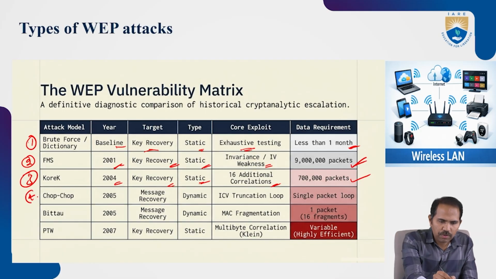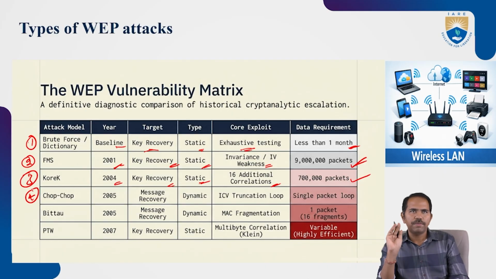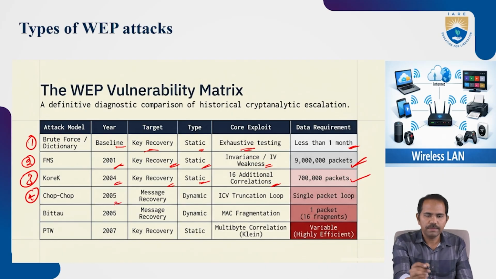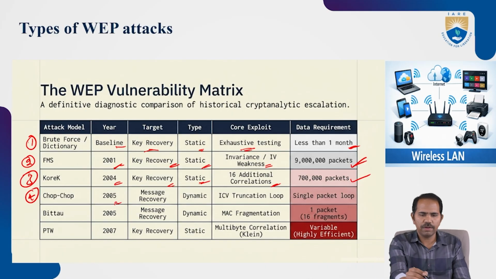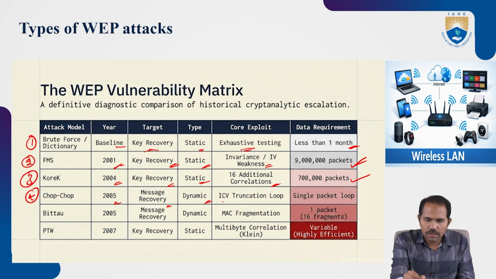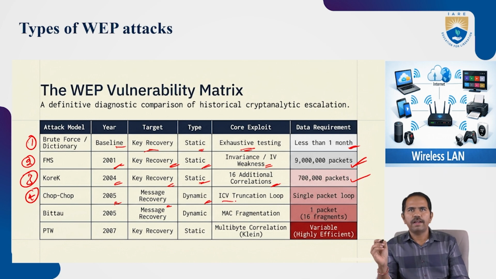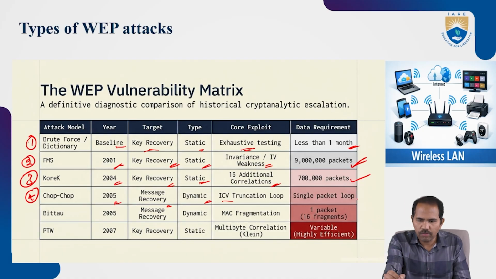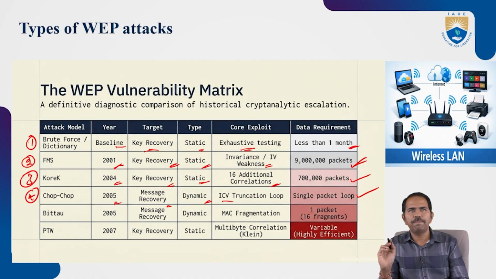Now take the chopchop attack, from 2005. It targets message recovery. It is of the dynamic type, dynamically changing values. The core exploit is the ICV (integrity check value) truncation loop. The data requirement is a single packet.